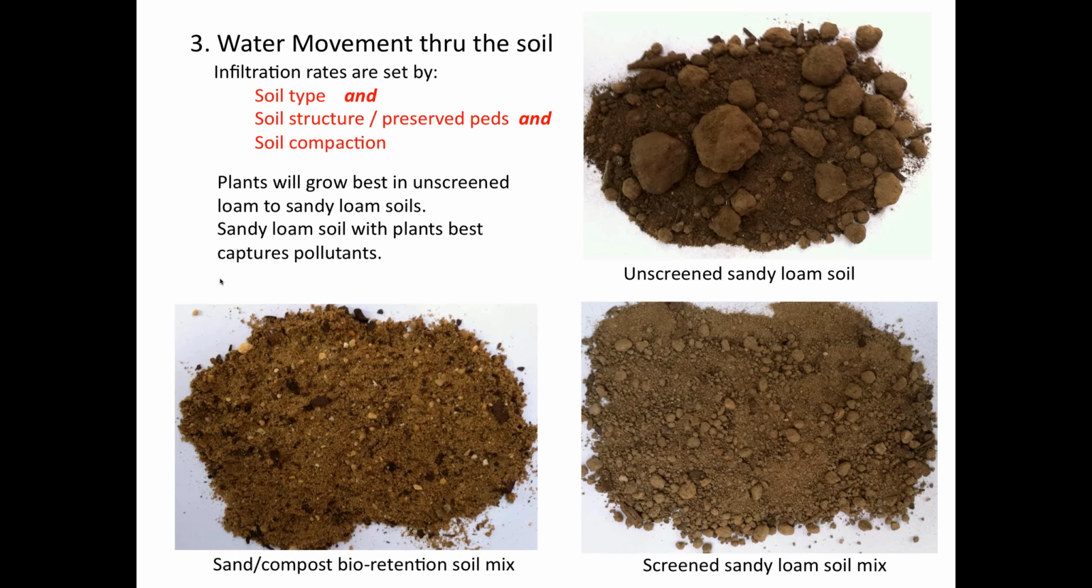So we need to know the soil type, the amount of sand, silt, and clay. And you can see in the upper right-hand corner an unscreened sandy loam soil and a screened sandy loam soil mix. And those big balls of soil, which are stuck together in the unscreened soil, are really critical to how that soil drains and how that soil might perform. So by having an unscreened soil, I can have a lot more silt and clay in the actual composition of the soil, but then I can still get drainage between the peds if I've got enough peds in there.